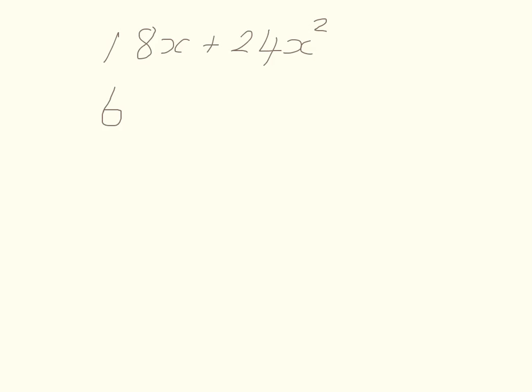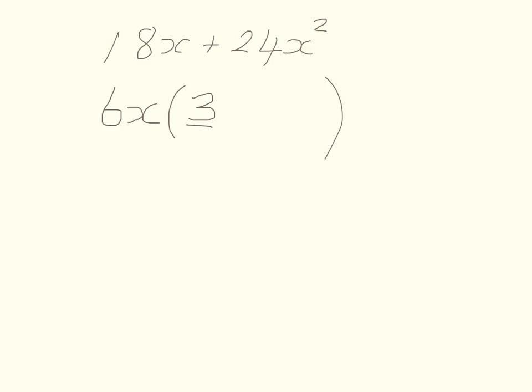Oh, but hang on, let's wait there. They also have x's in common. And the most amount of x's they have in common is just 1x. So I'm going to take out an x from both bits as well. Okay, so I'm going to open a bracket and I'm going to say 6x times what gives me 18x? Well, that's just 3.